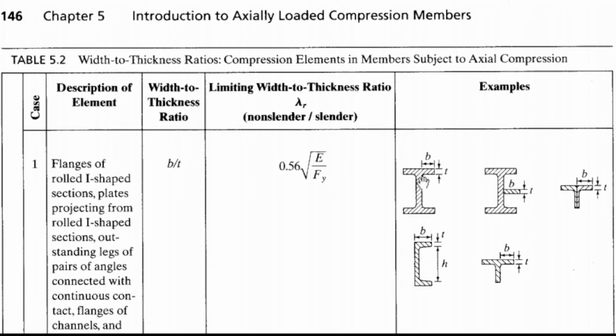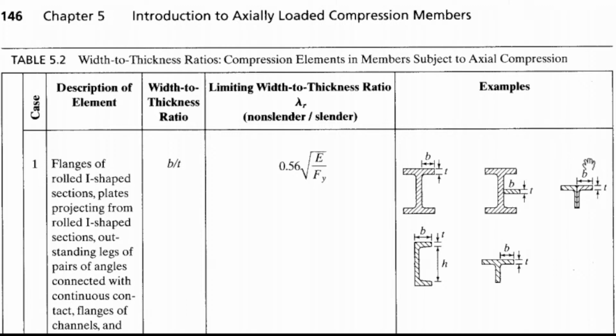Width. T section width. Channel, C channel width. Take note of the commonality of these. These are just one half of the flanges. A C channel looks like this. One half of a W section looks like a C channel. T, one half of this. So from the center to the edge, that is what we call B.